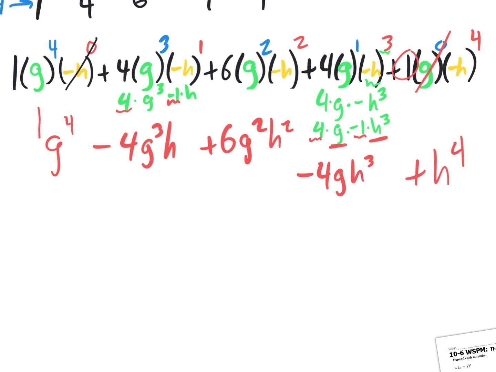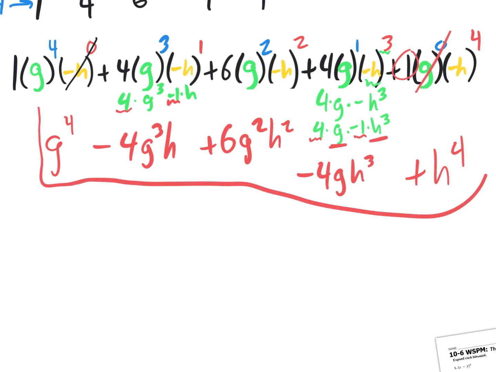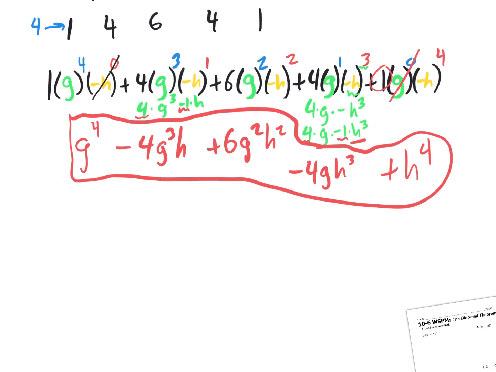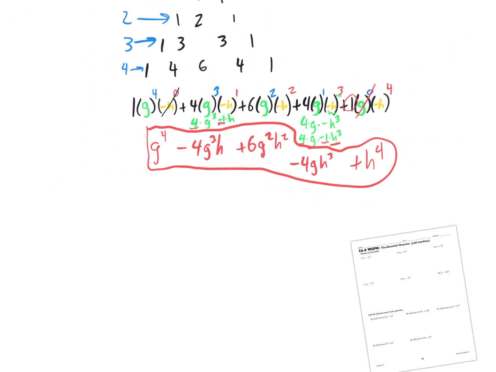So here's our answer, positive g to the fourth minus 4g to the third h plus 6g squared h squared, and then minus 4gh to the third plus h to the fourth. That's your final answer for that expansion of that binomial. Ugly, huh? But fun.